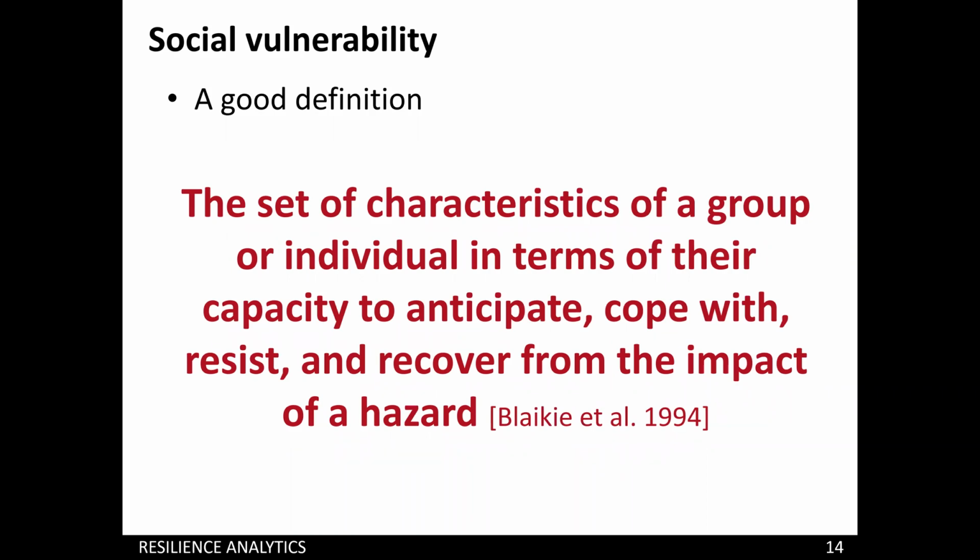So perhaps an extension of the definition of social vulnerability is this one: the set of characteristics of a group or individual in terms of their capacity to anticipate, cope with, resist, and recover from the impact of a hazard. Actually, this is a definition of community resilience, really, because we're talking about not just impact, but recovery from it. Community resilience would be a function of vulnerability and then recoverability.